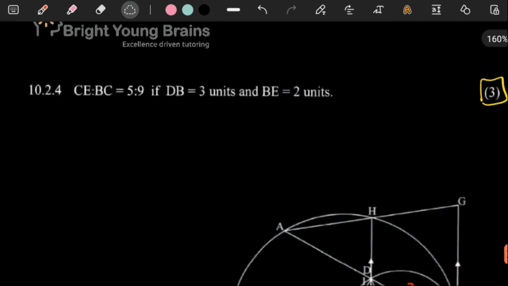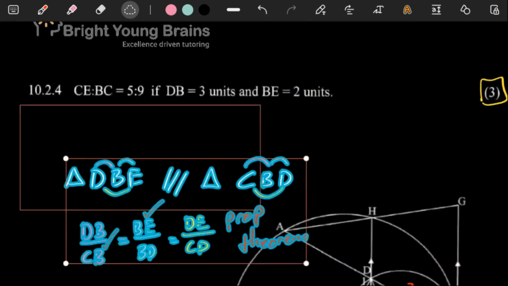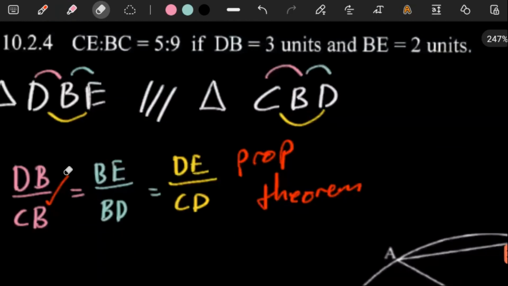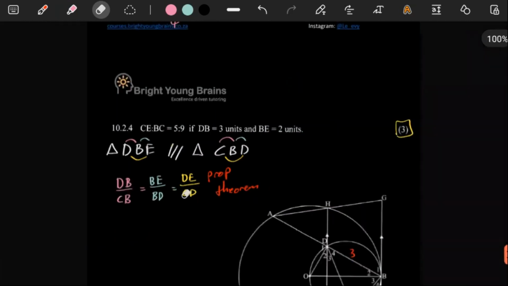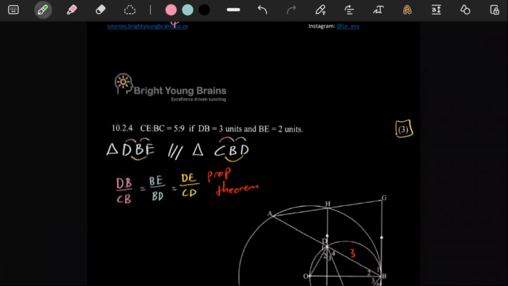Firstly, because it's just a 3-mark question. Secondly, because they're asking for us to prove a specific ratio. So we know that these 2 triangles, we proved them to be similar to each other. And from that, we were able to write out these expressions. So what we definitely want to do now is the same thing we did.